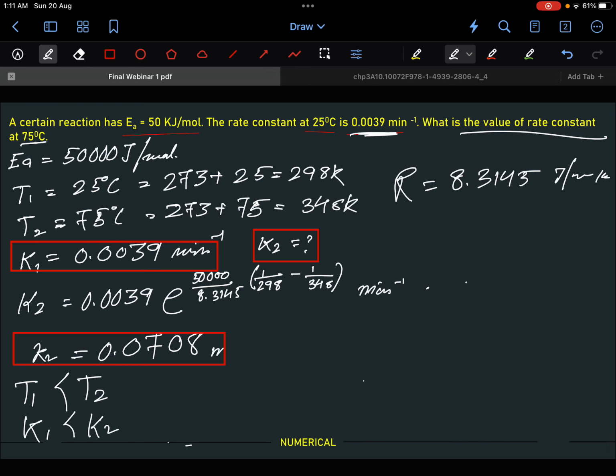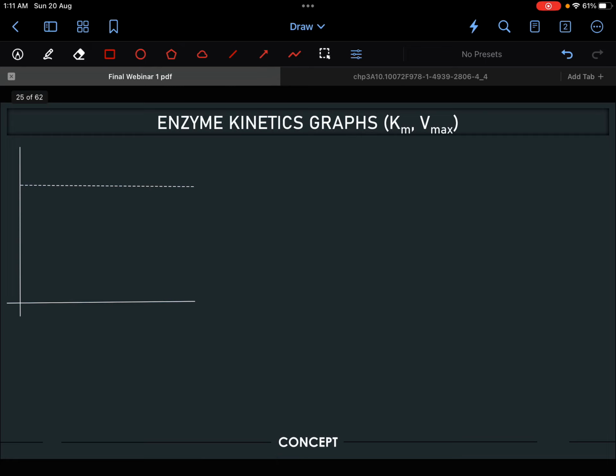And what is the unit of this one? Minute inverse. Okay, this is how you solve numericals like this. I think this part is clear. Okay, now let's go to enzyme kinetics. Whenever we talk about enzyme kinetics, one very common graph comes to our mind.